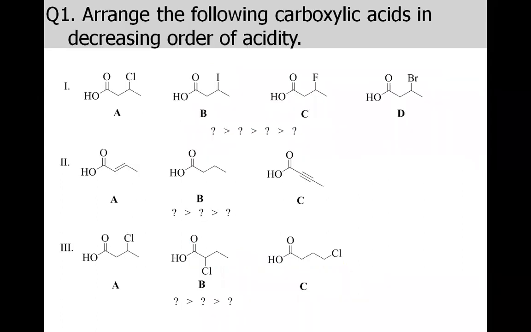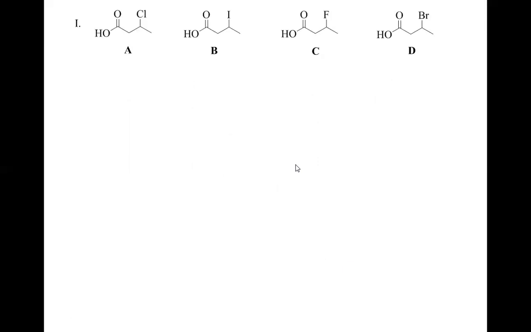Well, the first question was: arrange the following carboxylic acids in decreasing order of acidity. You were given three sets of different carboxylic acids, and you were asked to arrange them, with the most acidic carboxylic acid first and the least acidic carboxylic acid last. So let's discuss the first case.